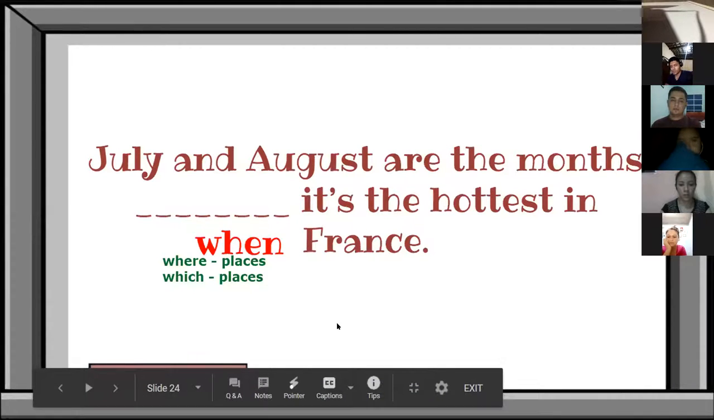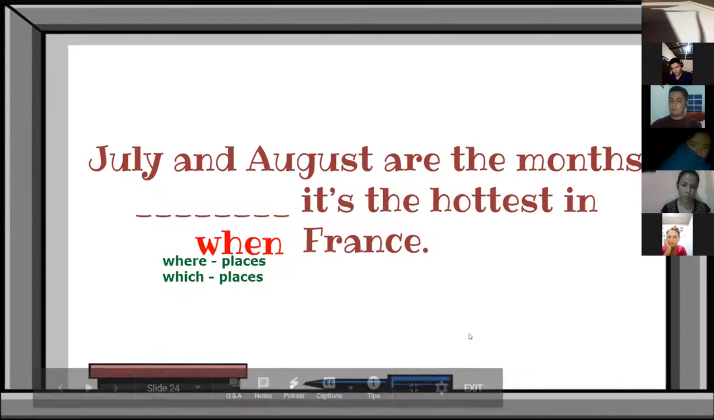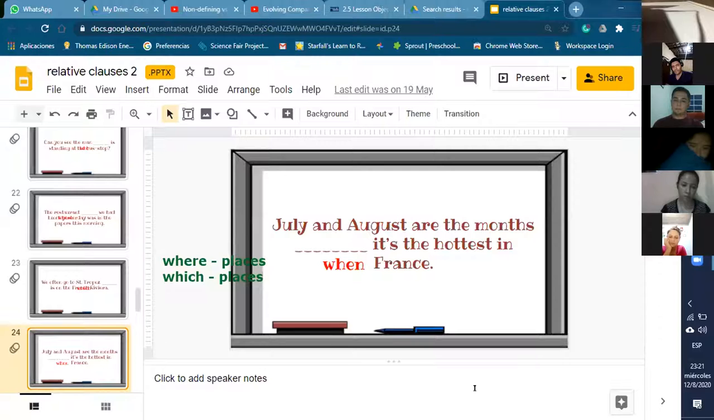We are talking about time in this case, right? When? So, exactly. July and August. Those two months are time. Mm-hmm. So July and August are the months when it's the hottest. Okay. Maybe with some practice, you can understand that better. Write down all the options in the meaning. So that could help you.